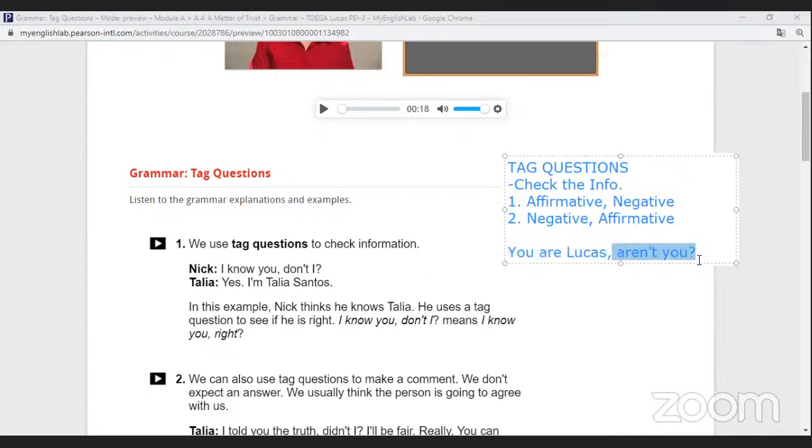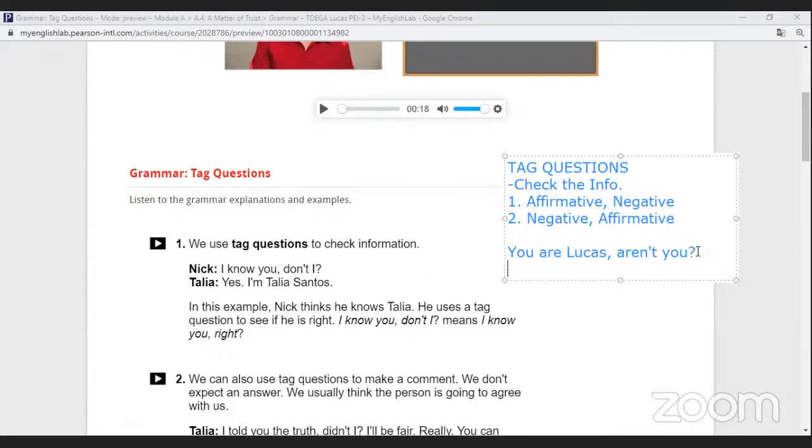And how are we gonna do the tag question? We identify the auxiliary, in this case the verb to be, are, and we have to convert this into negative, aren't, and we have to put the same subject, you, the same subject as the sentence. Great. So this is with verb to be in present.